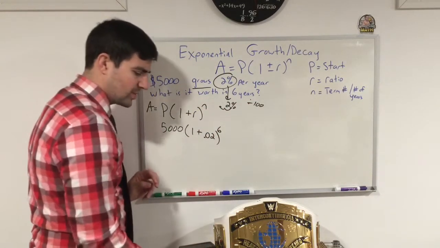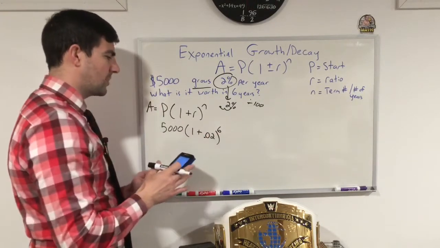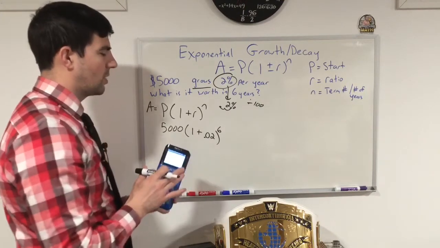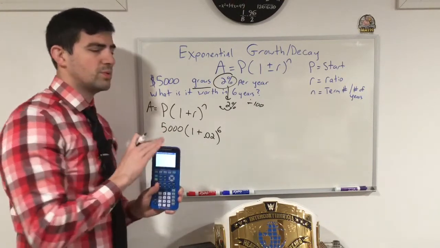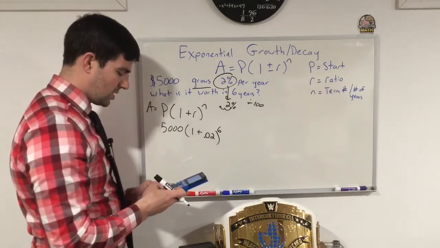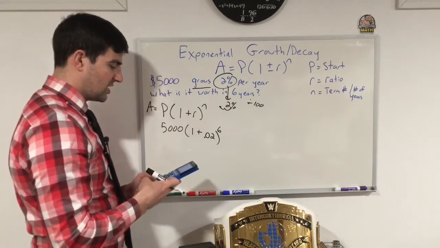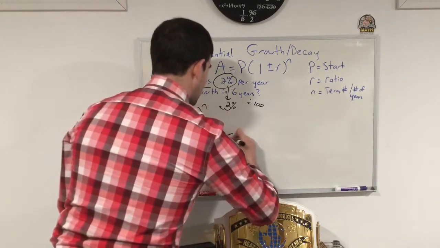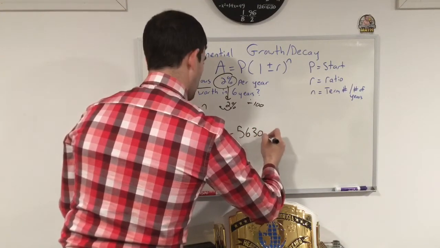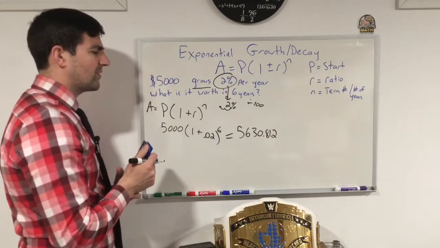So I am going to use my calculator. For at least this example, you can get away with using a basic calculator. I recommend using either the calculator on Delta Math or one of the graphing calculator apps if you do not have your own graphing calculator. I'm going to plug this in, 5,000 times 1 plus 0.02, and I'm going to raise it to the 6th power. And I'm going to write this out here, 5630.812.